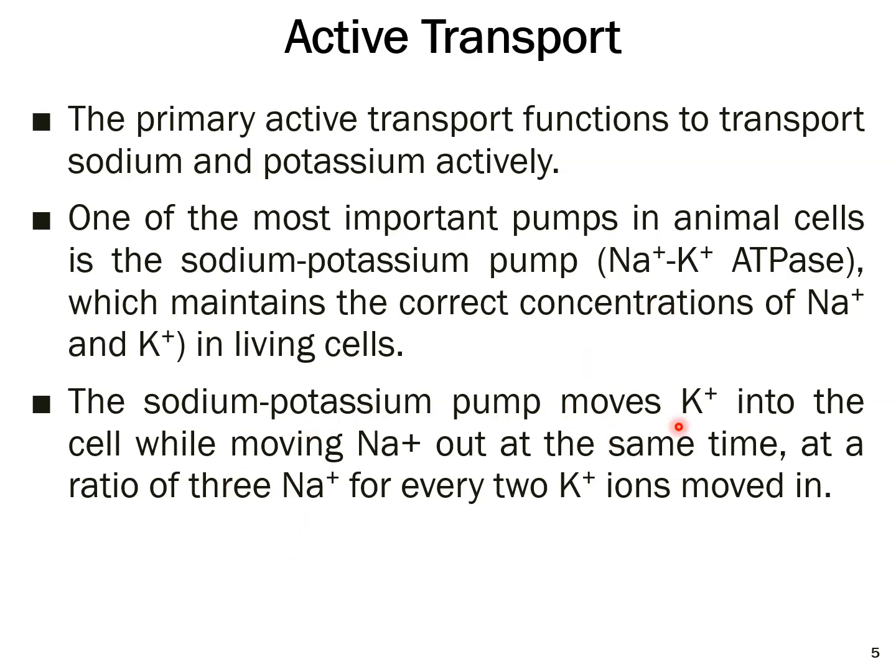So the sodium potassium pump moves potassium into the cell while moving sodium out at the same time, at a ratio of 3 sodium for every 2 potassium ions moved in. So this is a mechanism where whenever 3 sodium ions are moved outside the cell, 2 potassium ions are moved inside the cell as well. These things happen at the same time. Sodium is a small ion, and potassium is a bigger ion than sodium due to having one extra shell.